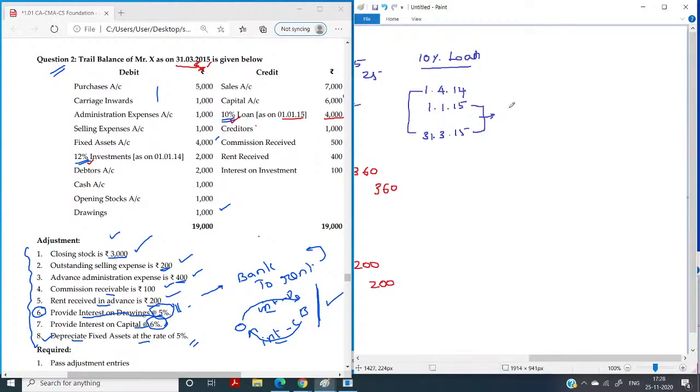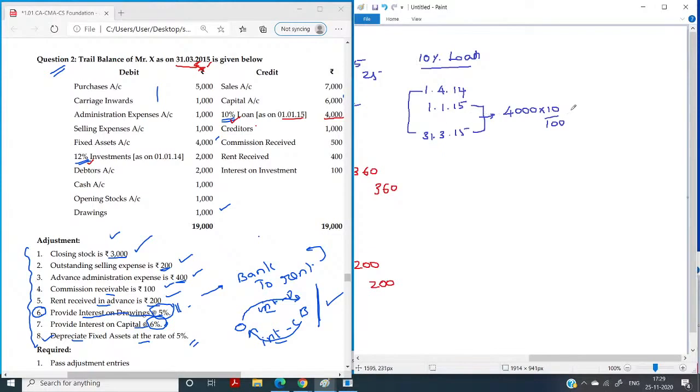So the loan being 4,000 and it attracts 10% interest. Always this should be done. And from this date to this date, how many months do we have? 1st January 2015 to 31st March 2015. How many months do we have? So we have 3 months.